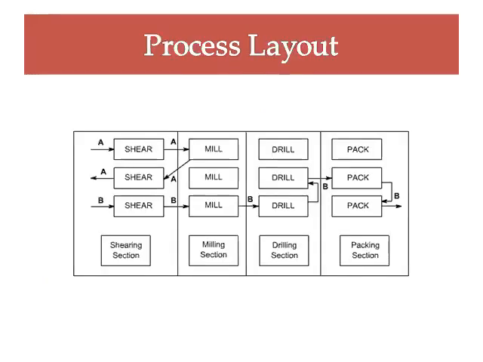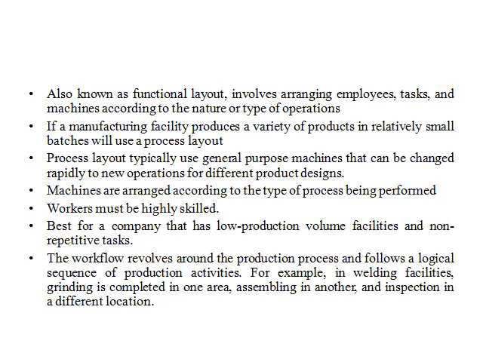First of all, we will discuss the process layout, as you have seen in the diagram. It is also known as functional layout, and involves arranging employees, tasks, and machines according to the nature or type of operation. If a manufacturing facility produces a variety of products in small batches, it must use process layout. Process layout typically uses general purpose machines that can be changed rapidly to new operations for different product designs. Machines are arranged according to the type of process being performed.